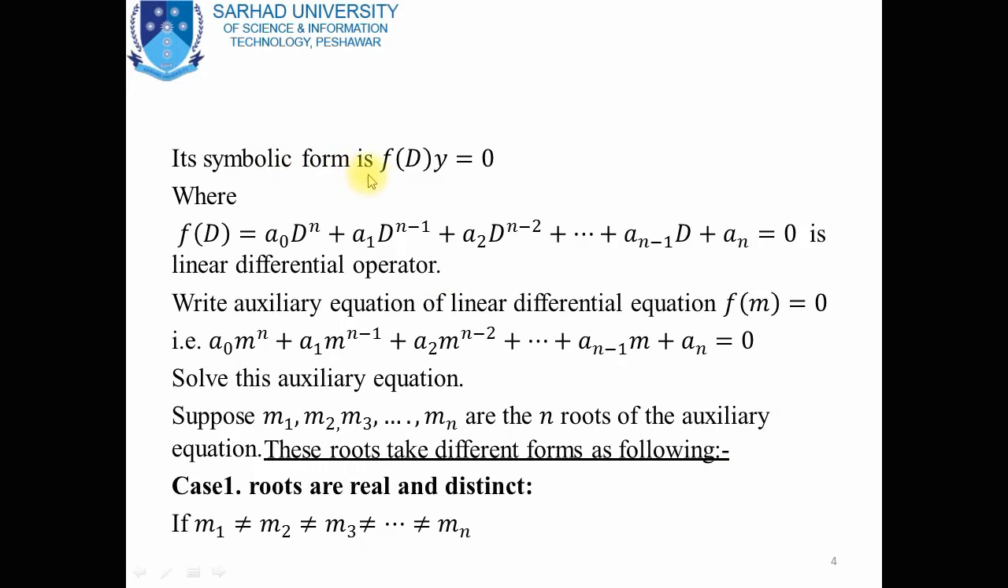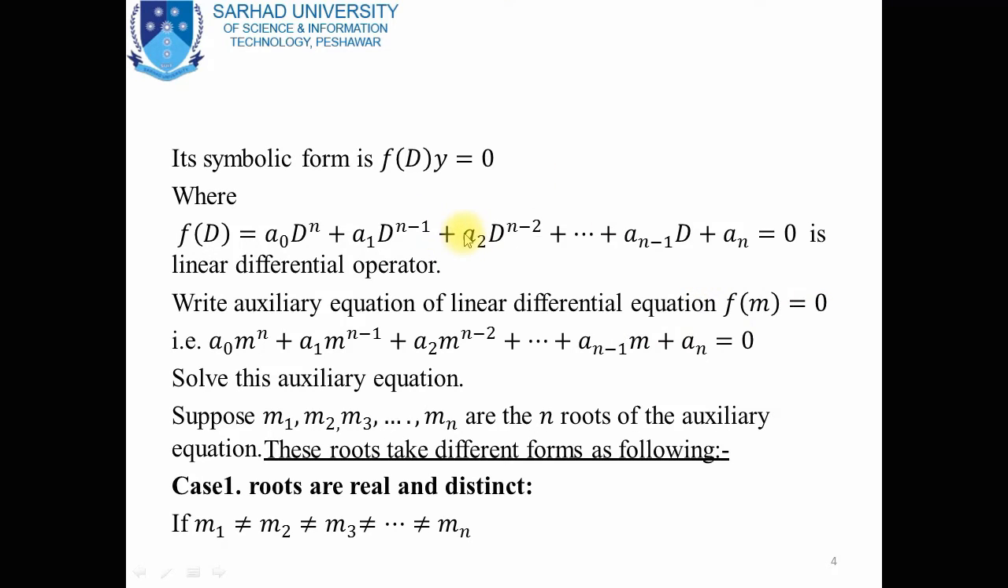Its symbolic form is f(D) y is equal to 0, where f(D) is equal to a0 D^n plus a1 D^(n-1) plus a2 D^(n-2) plus and so on plus a(n-1) D plus an, which is a linear differential operator. Simply, this capital D is equal to d by dx. This is called the differential operator. And now we write the auxiliary equation of the linear differential equation: f(m) is equal to 0.